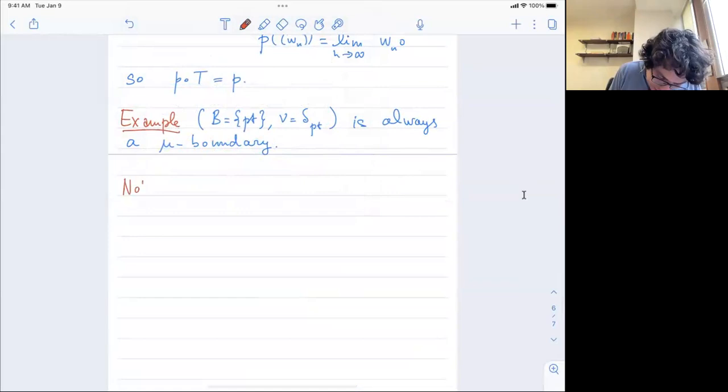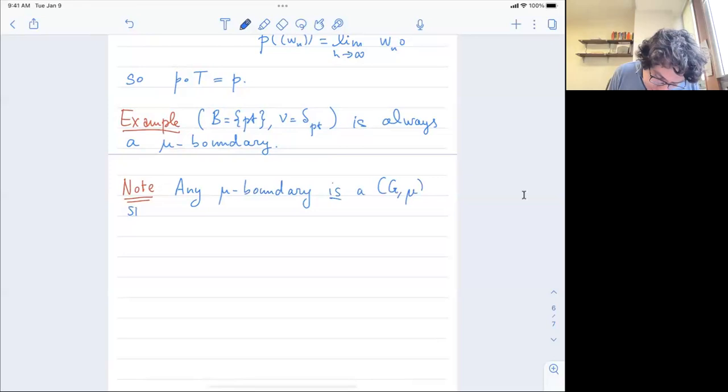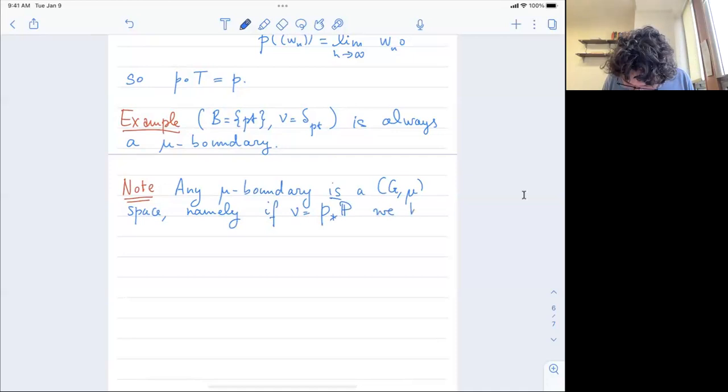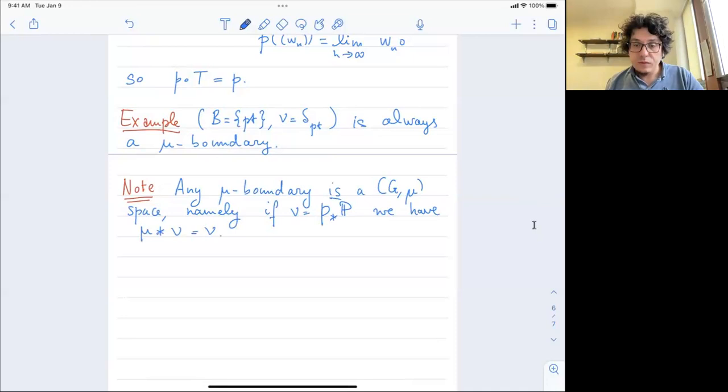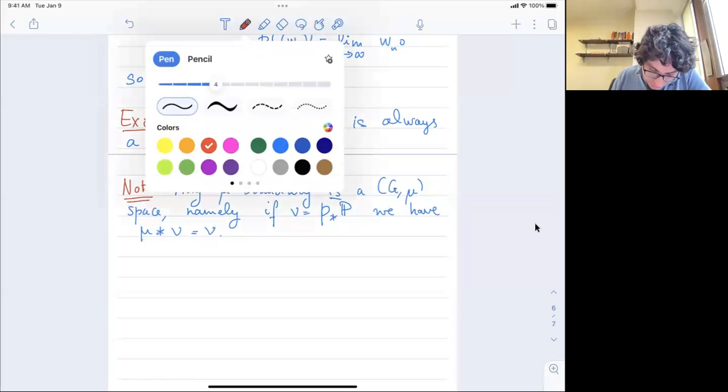Note that any mu boundary is a G-mu space, namely, if nu is P star P, we have mu star nu equals nu. In fact, I guess we can give the proof here. I was planning to do it later, but I think it fits very nicely with what was said.